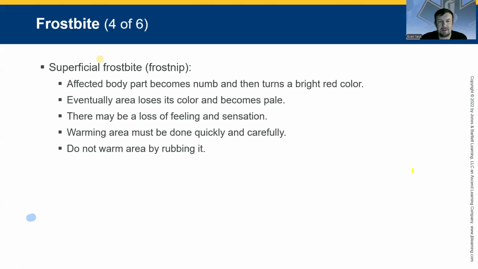Superficial frostbite, or frostnip, is another name for that. Affected body parts become numb and they turn bright red in color. Once again, as a little kid, you'd stay out until your hands were literally on fire and bright red. You were getting pretty close to frostbite at that point. Eventually, the area loses color and becomes pale. It will get really light colored. There may be a loss of feeling and sensation. Warming the area must be done quickly and carefully.